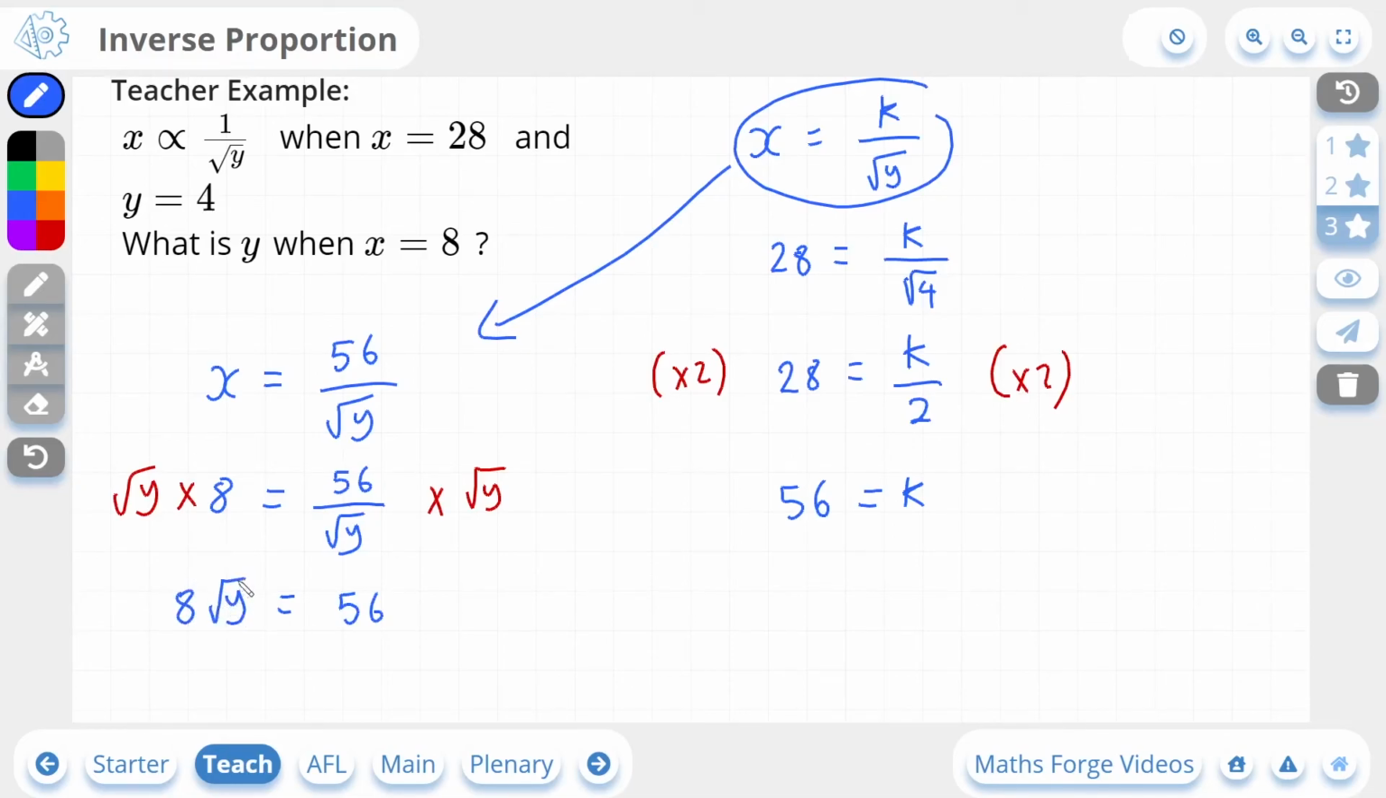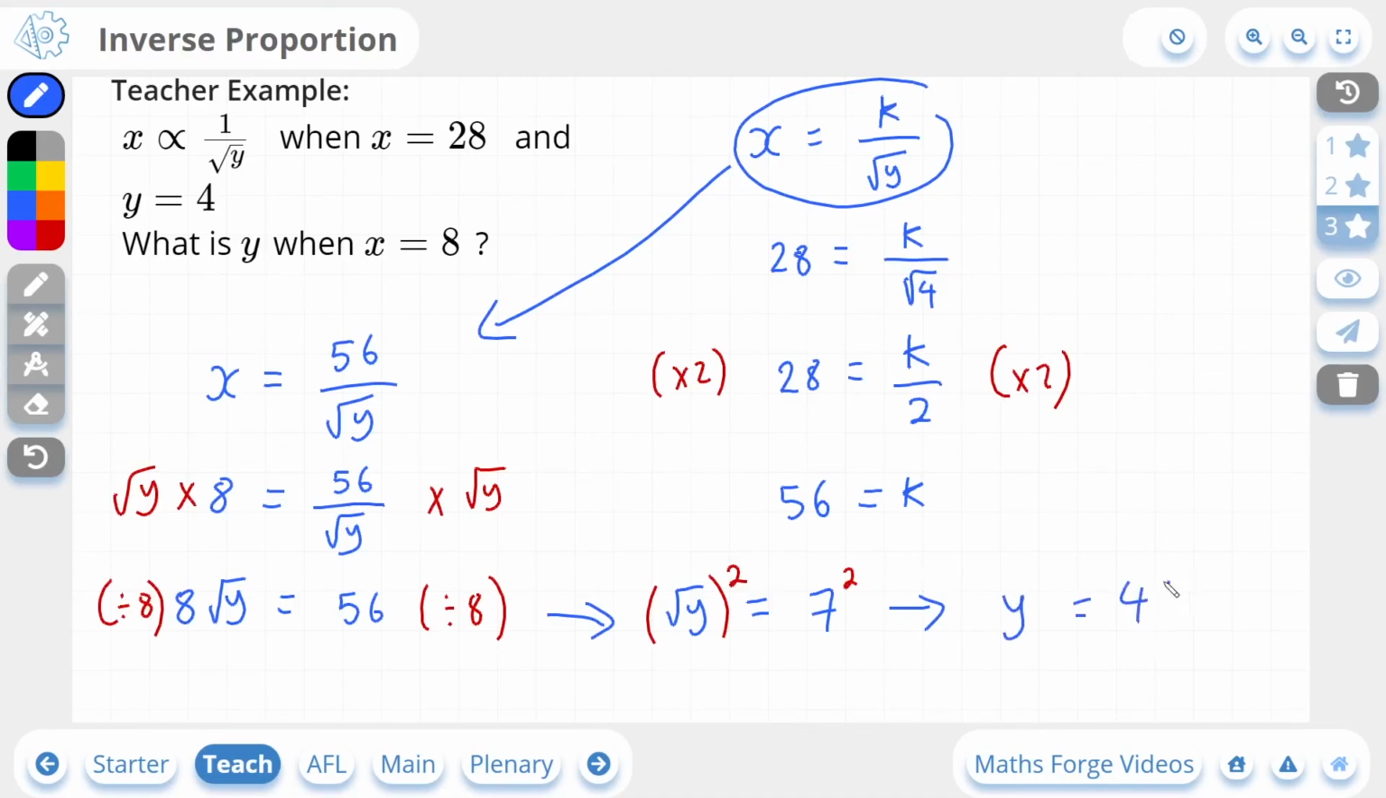And whenever I'm multiplying by square root, I always like to put it second. Now to rearrange for y, we have to get rid of this 8, which is being multiplied onto it. So we're going to divide both sides by 8. This is now going to give us the square root of y, which is equal to 56 divided by 8, which is 7. Now, all we have to do is rearrange for y by getting rid of the square root symbol. The opposite of square rooting is squaring. So I'm going to square both sides. This now leaves us with y is equal to 7 squared, which is 49.